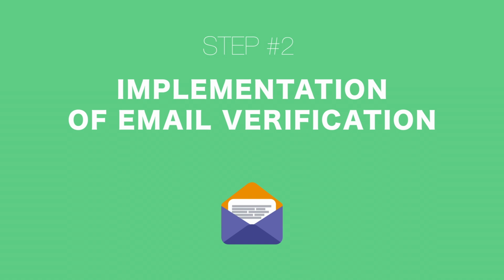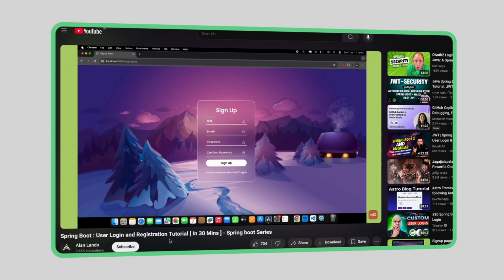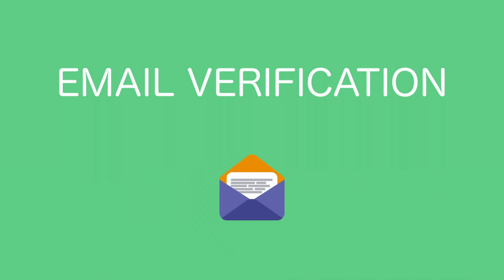This leads us to step number 2, implementation of email verification. All right, so let's get right into it. In the last video, we had a simple signup system where users could register and we just saved their details in the database. But we weren't verifying emails. That means anyone could just put in a fake email, sign up, and start using the app. Obviously, that's not good. So now, we're going to fix that by adding email verification.